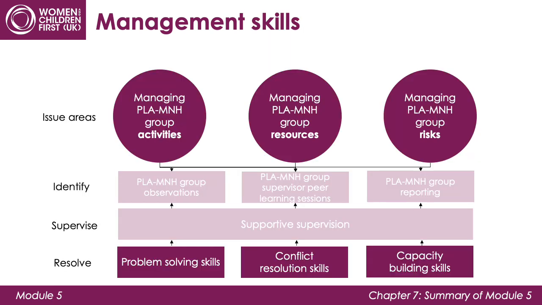In Chapter 3.2, we considered how managers oversee the smooth running of the PLA-MNH processes in their catchment areas. To do this, they need to focus on and respond to issues related to group activities, resources, and risks. To help them deliver these responsibilities, we explored the skills that can help to do this: problem-solving skills, conflict resolution skills, and capacity-building skills.